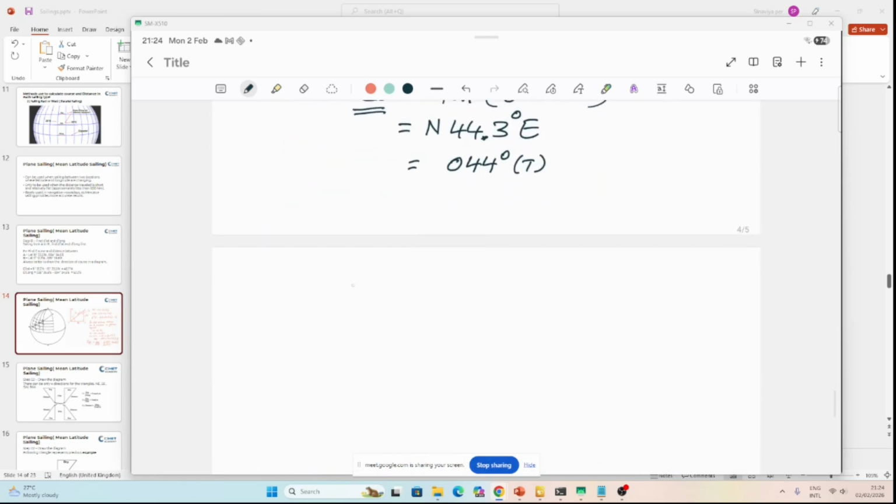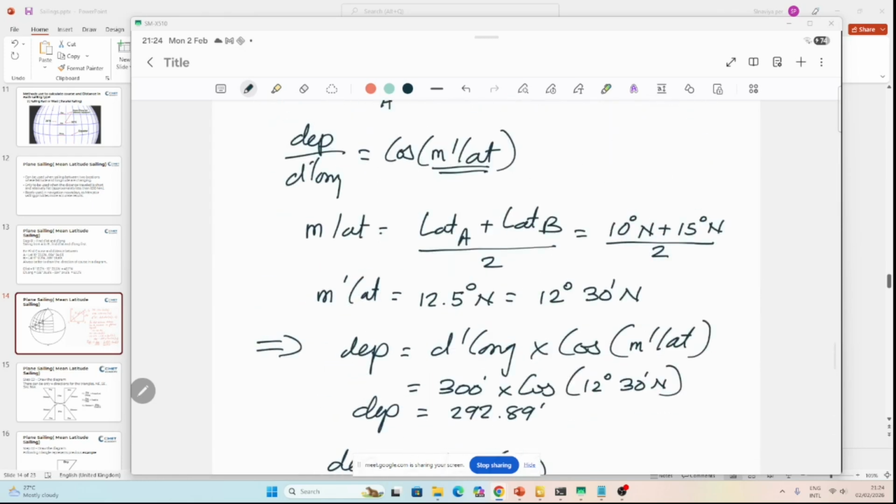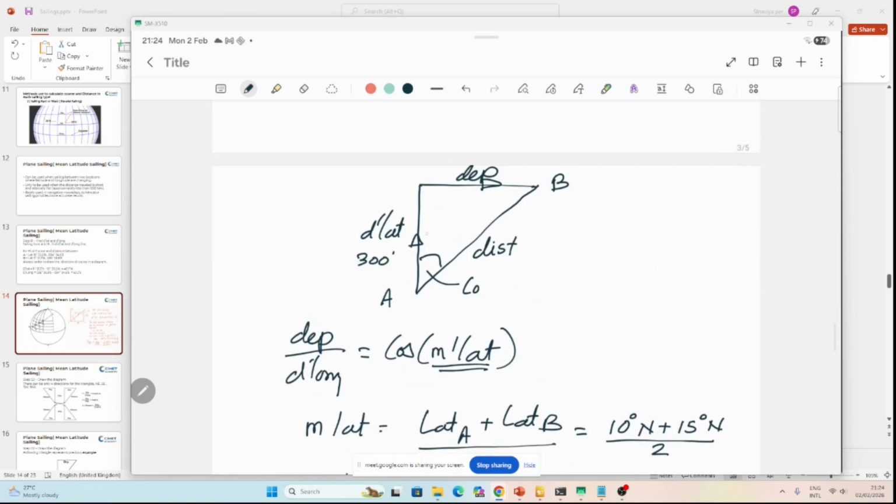So dlat divided by distance is equal to cos, by trigonometry. You can see, in this triangle, dlat divided by distance is equal to cos. Or you can use departure divided by distance is equal to sine. Whatever you want to use, you can use. Okay.